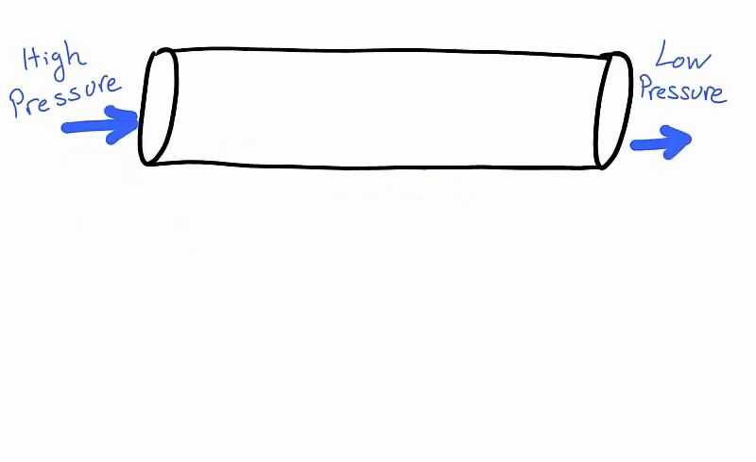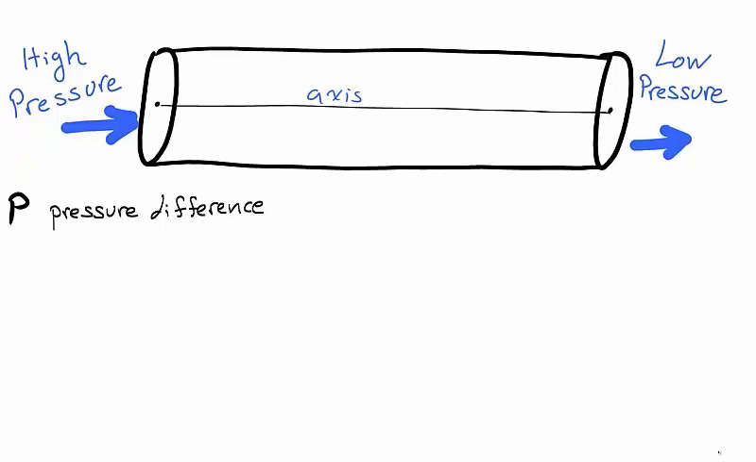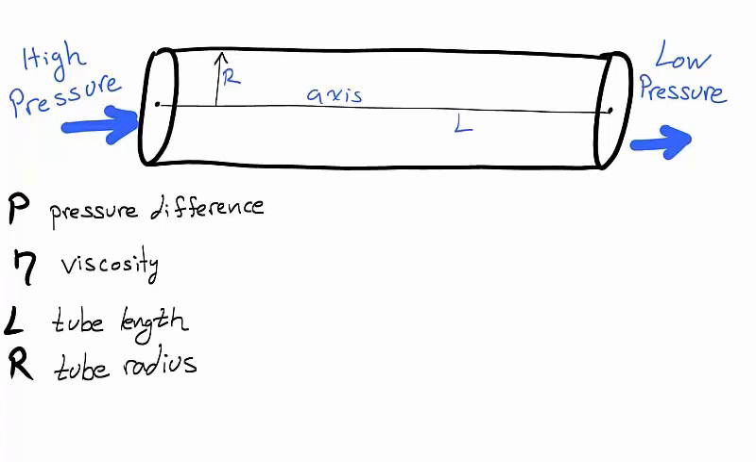Let's simplify our setting from a stream to liquid flowing through a smooth cylindrical tube. The liquid will flow from high to low pressure, and the axis of the tube is the line passing through the center of the cylinder. Liquid near the walls of the tube will move slower than liquid near the axis. This is described by the law of laminar flow. Let P represent the pressure difference between the left and right end of the tube. Let eta represent the viscosity of the liquid. Let L represent the length of the tube, and let R represent the radius of the tube.